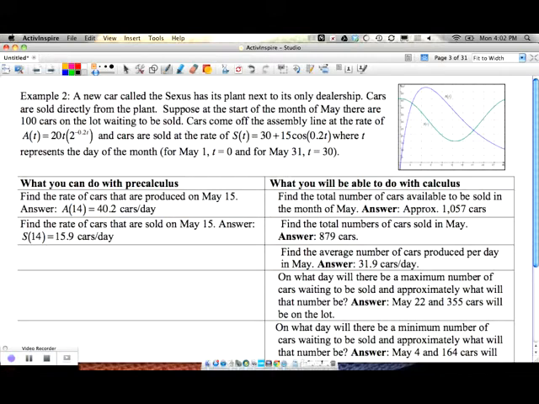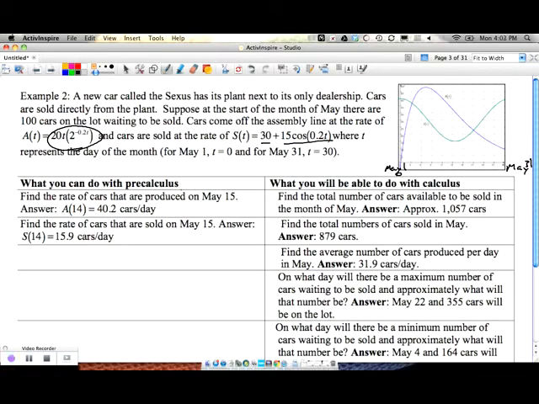Cars come off the assembly line at a rate of right here. And cars are sold at the same rate, 30 plus 15 cosine of 0.2t, where t represents the day of the month. From May 1st, t equals 0, to May 31st, t equals 30. So we have 0 right here. This is May 1st. And here, this is May 31st.